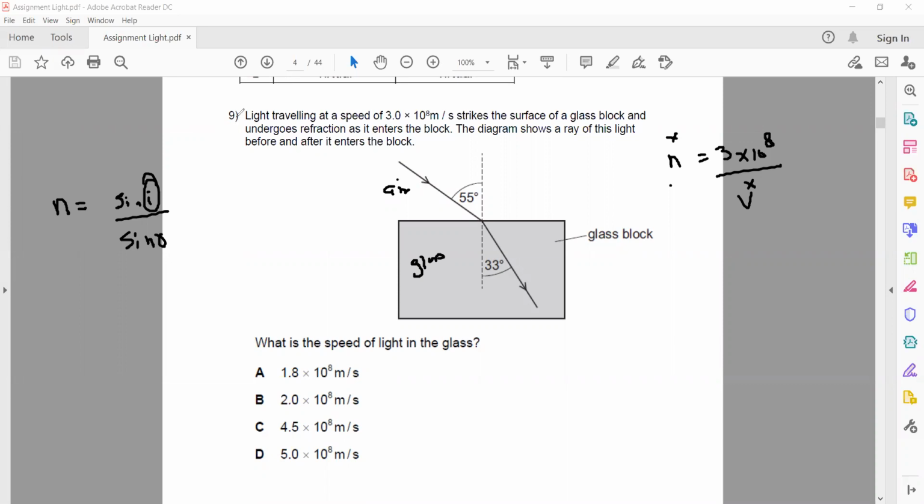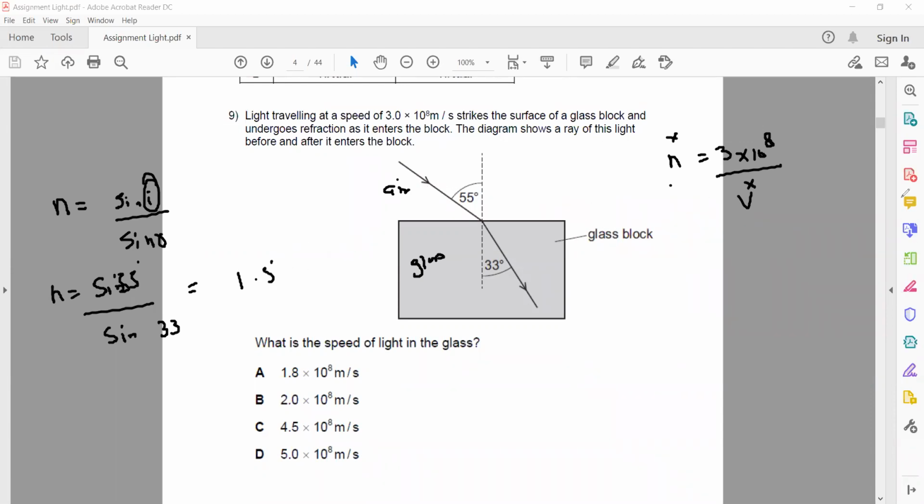So it will be sine 55 divided by sine 33. Sine 55 divided by sine 33. What is the answer? 1.5. So the refractive index comes out as 1.5.